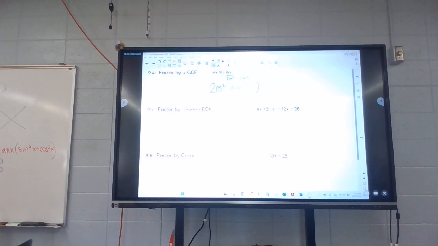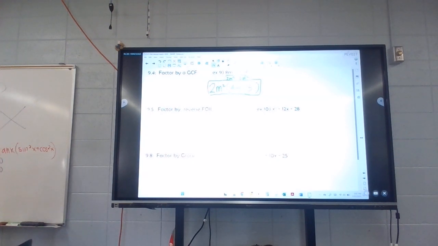Negative 6 divided by 2 is going to be a negative 3, and then the m squareds are going to cancel. And now we know we're done because this can't be factored any further. It doesn't have any common factors. There's no common variable that can come out, so we just stop now. Okay?